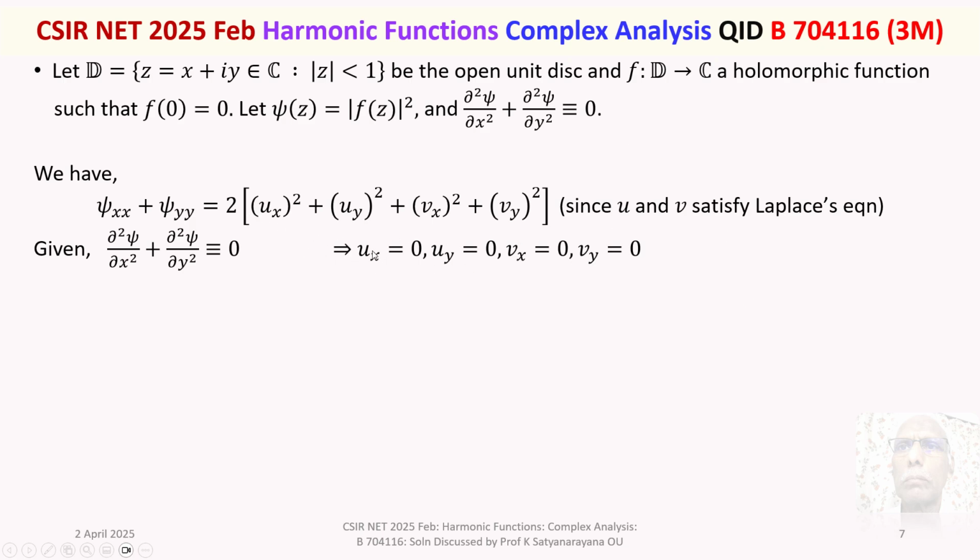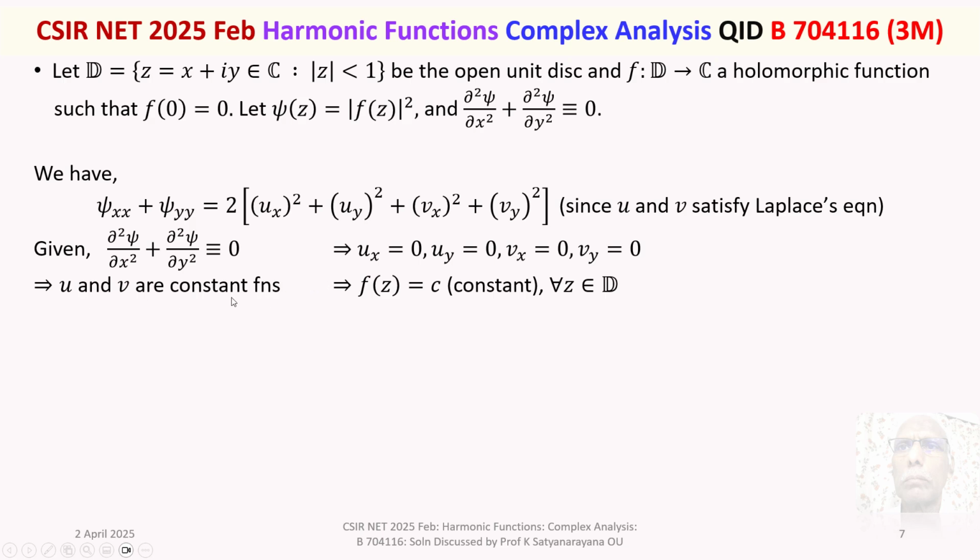So, this will imply ux is 0, uy is 0, vx is 0, vy is 0. Now, ux is 0 means u is free from x, uy is 0, u is free from y. That means these two put together, u is free from both x and y. Then what will be u? U will be a constant. Now vx is equal to 0, vy is equal to 0, v is constant. So this will imply u and v are constant functions.